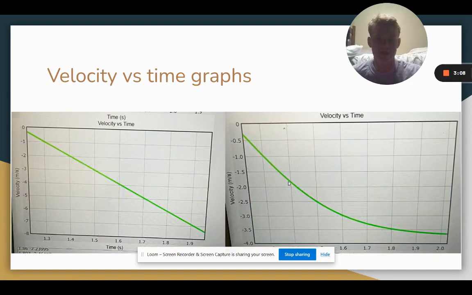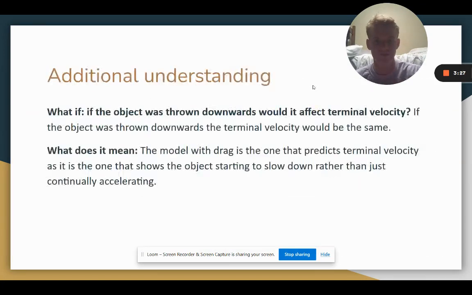Here were the two velocity versus time graphs that GlowScript pointed out. Left one is without drag. It has linear motion because it just has the object keep getting faster and faster as it's falling. The one on the right is with drag. It has parabolic motion because it has the object slowing down as it approaches its terminal velocity.